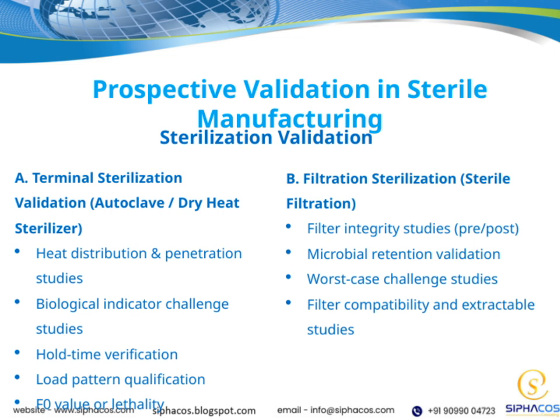the product. Moving on to terminal sterilization validation. Whether using autoclaves or dry heat sterilizers, this process involves several key studies. Heat distribution and penetration studies are essential to confirm that sterilizing heat reaches all parts of the product uniformly. Biological indicator challenge studies are used to verify the sterilization process's effectiveness. These indicators contain resistant microorganisms that must be reliably inactivated.